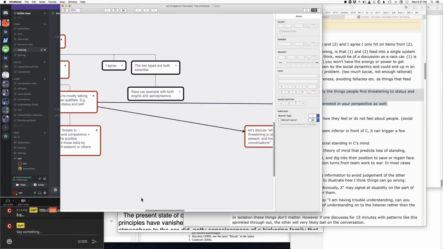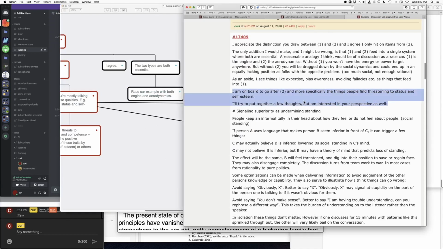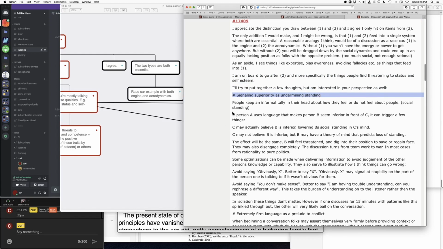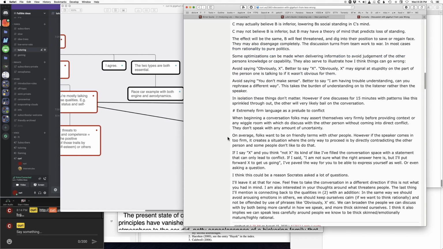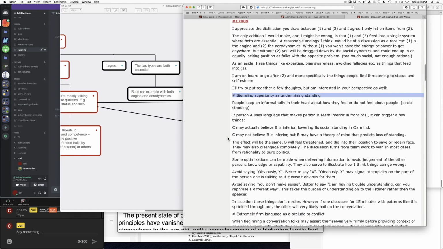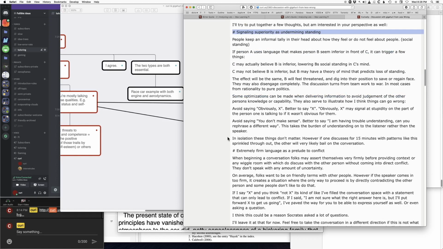He's not making a claim about how conversations work or what people want or whatever. These are just set up sentences. And now he has also be signaling superiority as undermining standing. Okay, this is just a label heading. Okay, so this is just a heading for what he's talking about.